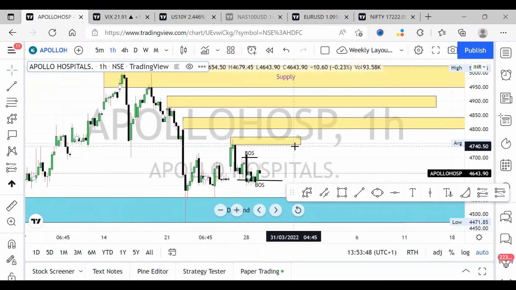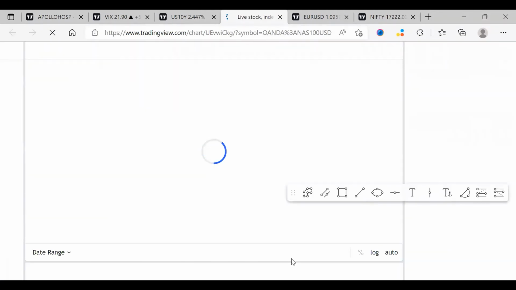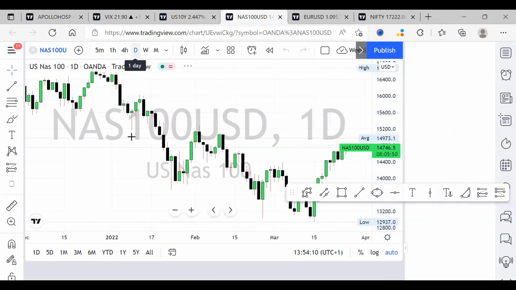Good. But the overall thing you guys got to understand is how the dollar index and the US 10-year yield have the biggest say in who is controlling the market. So if you now look at my other pair that I've got, the NAS 100, this will be telling you a different story as well.